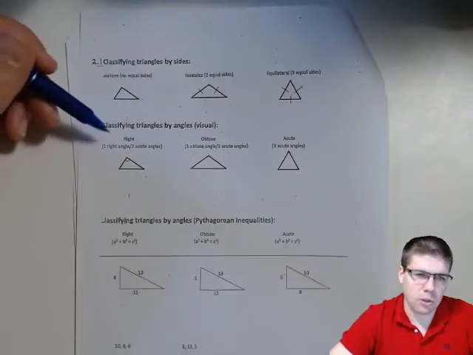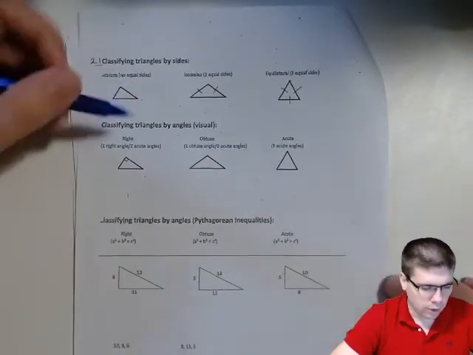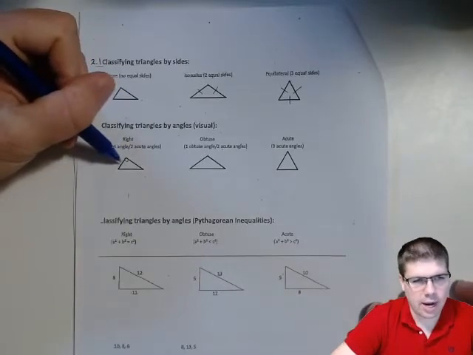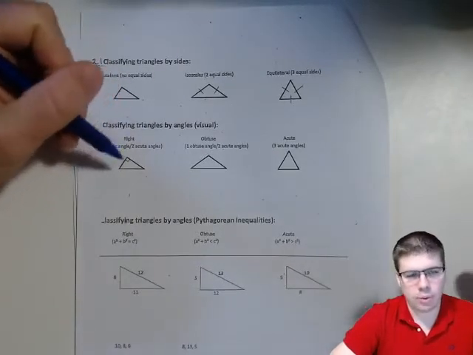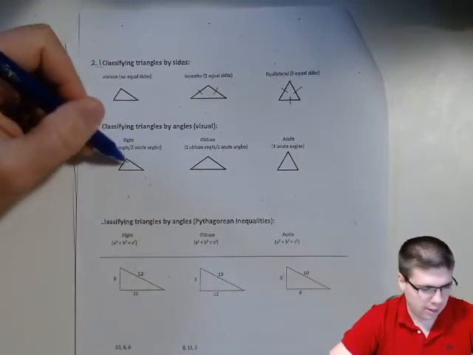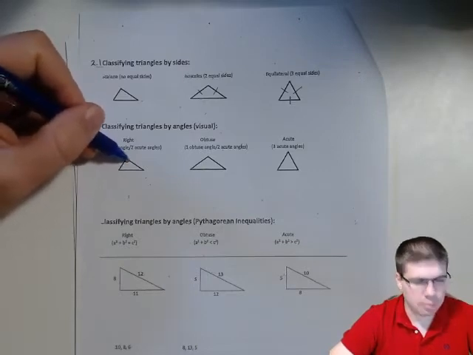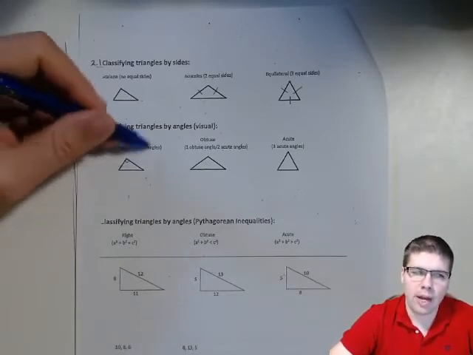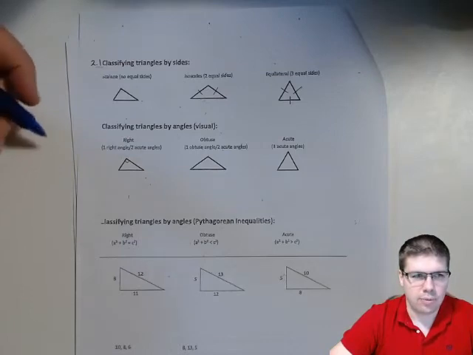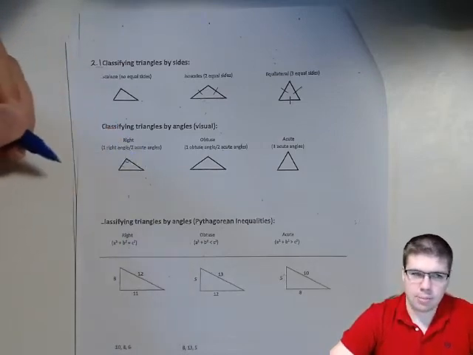Then we can also classify triangles by angle. If there's a right angle, there can only ever be one. You can't have two right angles in a triangle because it won't end up being a triangle that way. Remember, the angles in a triangle have to add up to 180 anyway, so a couple of 90s wouldn't work. But if you have a 90-degree angle, we call that a right triangle, and the other two angles will end up being acute.